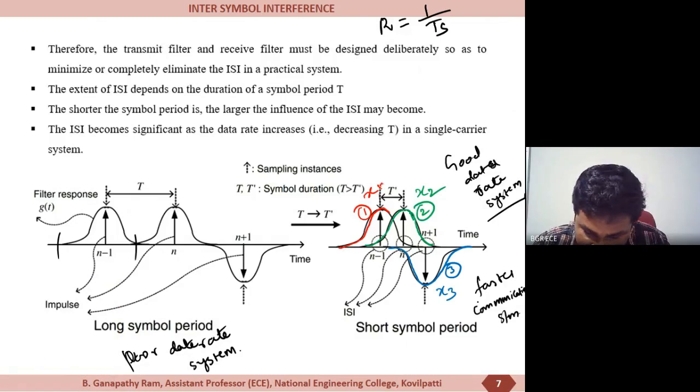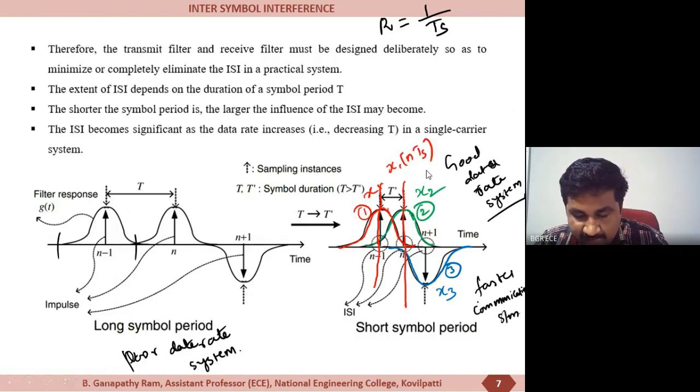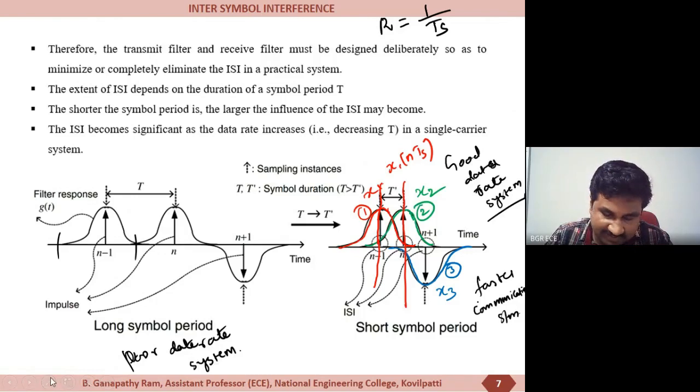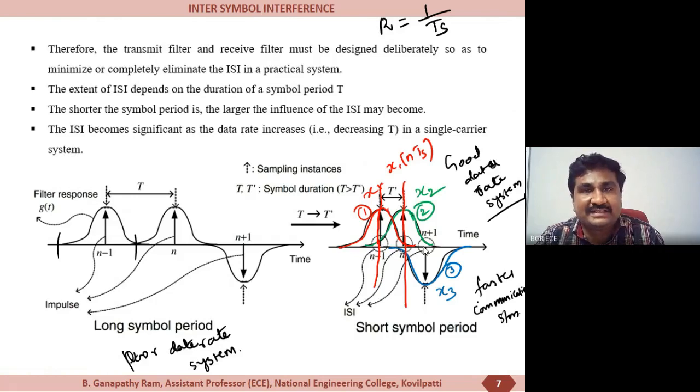Now you see the sampling time of X1. This is the sampling time of X1. We can see that X1 is present, X2 is also present in this duration, and a small portion of X3 is also present in this duration. That means interference of all the previous symbols within this particular observation time duration of one symbol is called inter-symbol interference.